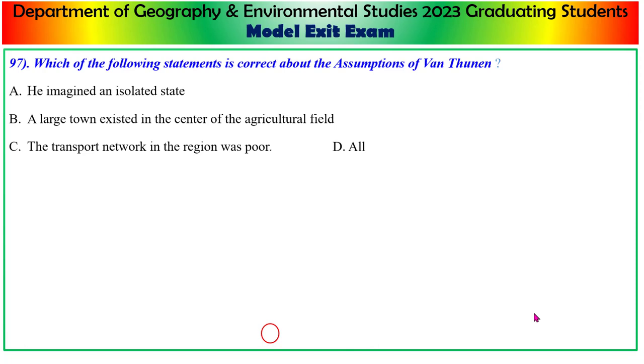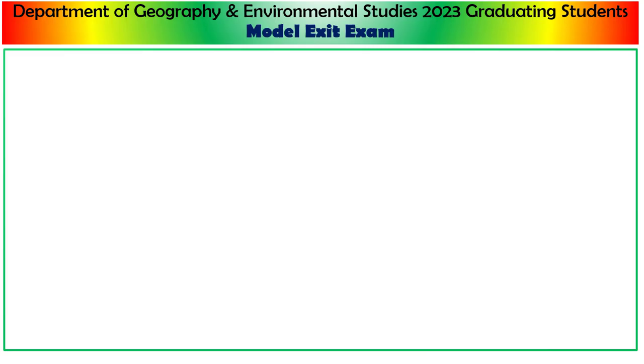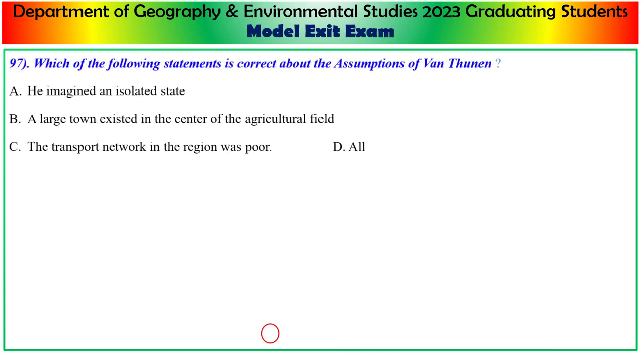Question number 97: Which of the following statements is correct about assumption of the Von Thunen agricultural theory? A: he imagined an isolated state. B: a large town exists as a center for agricultural field. C: the transport network in the region was poor. D: all. So I would like to say something about the Von Thunen agricultural theory.